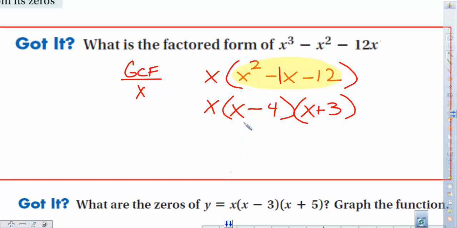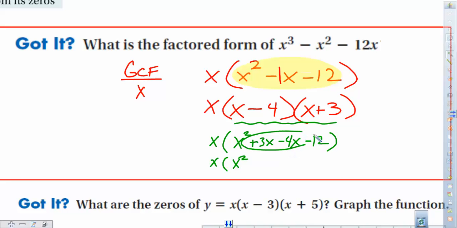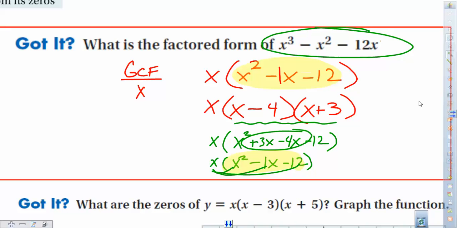I'll check it here in green by FOILing, first, outer, inner, last, on that guy right there. So then I would have here x squared, outer 3x, inner negative 4x, last negative 12. Combining like terms, that would be minus 1x, and then minus 12. So far so good, because you see right here, it matches what we have up there, and then with the distributive property, distribute, distribute, distribute, I believe we do get this back up here. Okay?